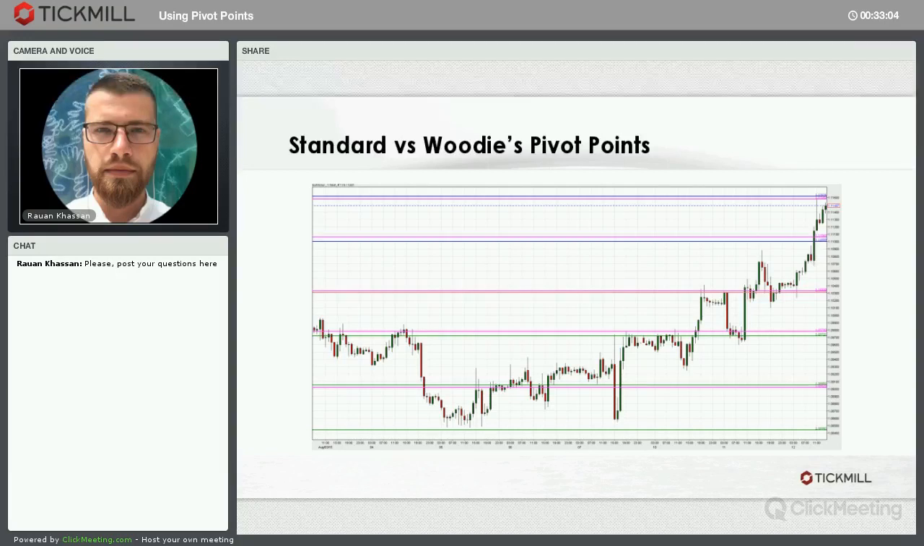Let's see how standard calculation goes in comparison to a specific type of Woody's. The Woody's pivot points are marked with pink lines, and you can see that the difference between pivot points based on standard and Woody's calculation is just 3 pips. The differences between first and second resistance lines are very close to each other. So, as a matter of fact, the general idea and the general positioning of pivot points and major derivative levels stays the same, but it can give you a bit more precise levels.